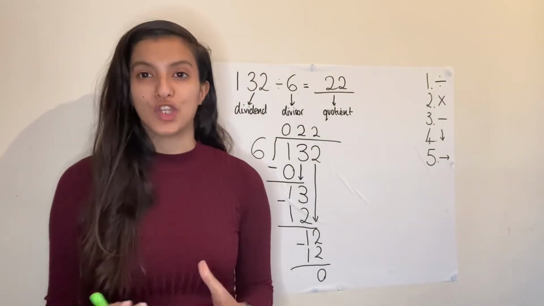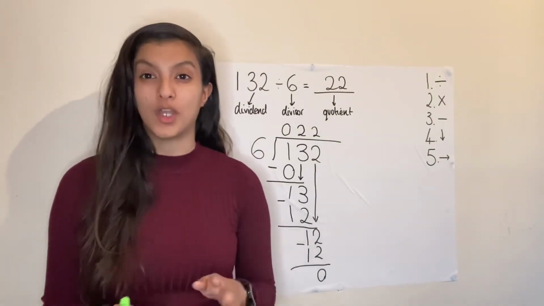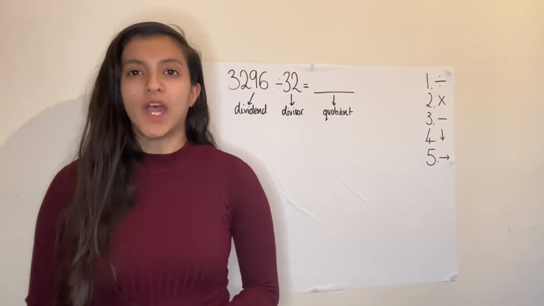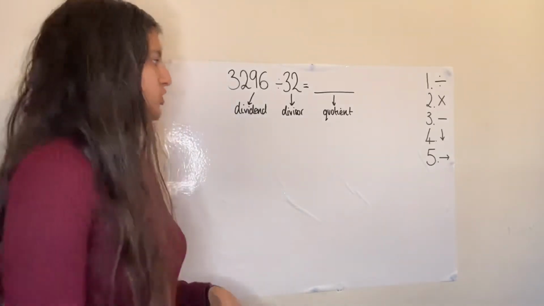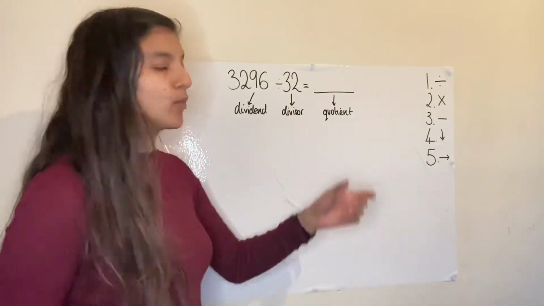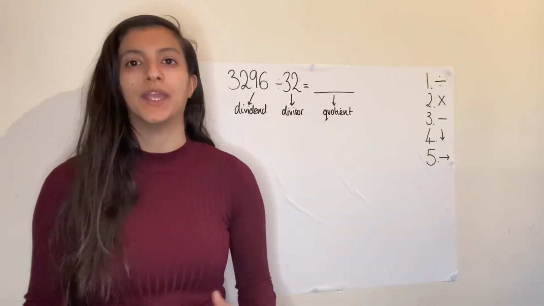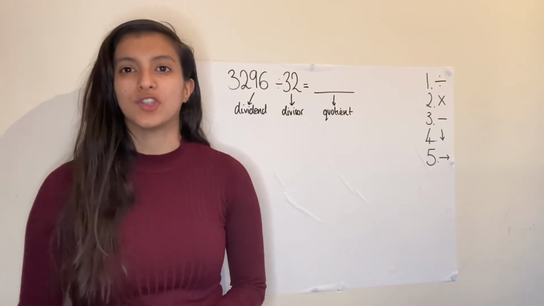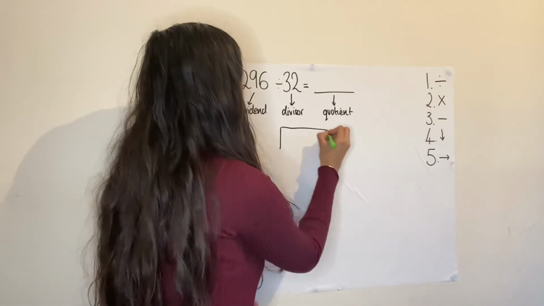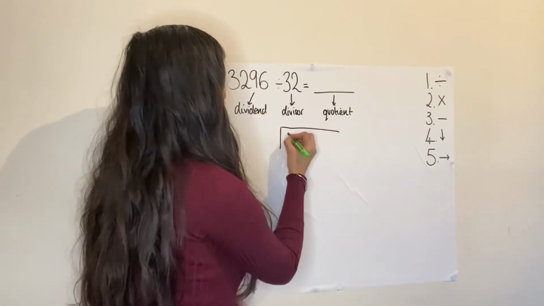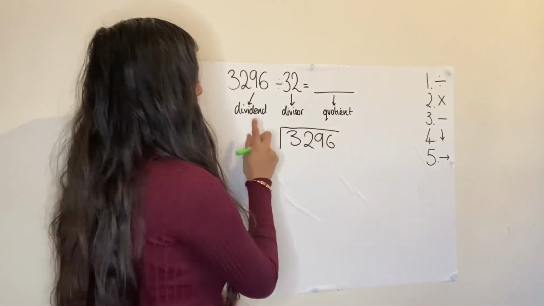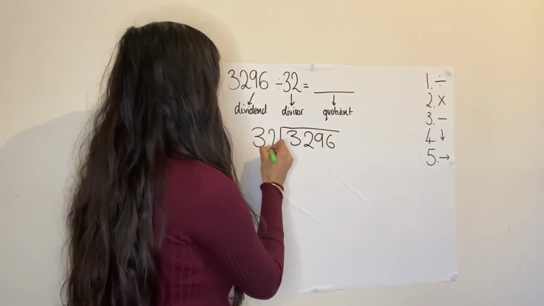Right, we're going to try another question, but this time we're going to look at dividing a 4-digit number by a 2-digit number. The next question we're going to look at is 3,296 divided by 32. As you can see, my 3,296 is my dividend, 32 is my divisor, and I'm trying to work out what my quotient is going to be. Again, I'm going to use long division to solve my problem. So I'm going to draw my bus stop. I'm going to put my dividend inside my bus stop, 3,296. And I'm going to put my divisor outside my bus stop, which is 32.